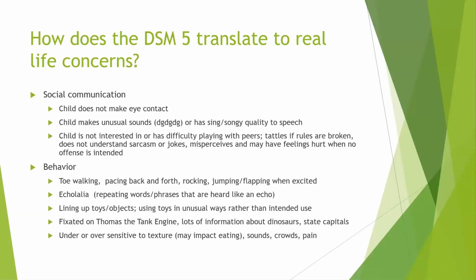Or if they do play with toys, they would play with toys in unusual ways. So instead of playing with a car by moving it back and forth and making the accompanying sound of a car, this child might actually go lie down on the floor and just move the car at his eye level back and forth, seemingly mesmerized by the movement of the wheels. Or they might actually turn a car over, and instead of pushing the car back and forth, they would just spin the wheels of the car. So that is an example of unusual play with toys.